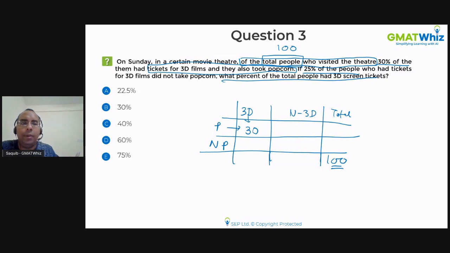So this is going to be 30. Okay, so I hope this is perfectly clear. Reading carefully and properly understanding which value the percentage is with respect to is very important.